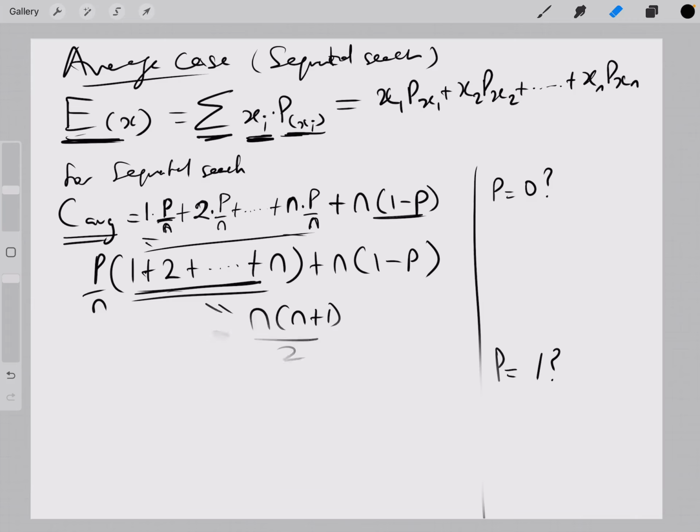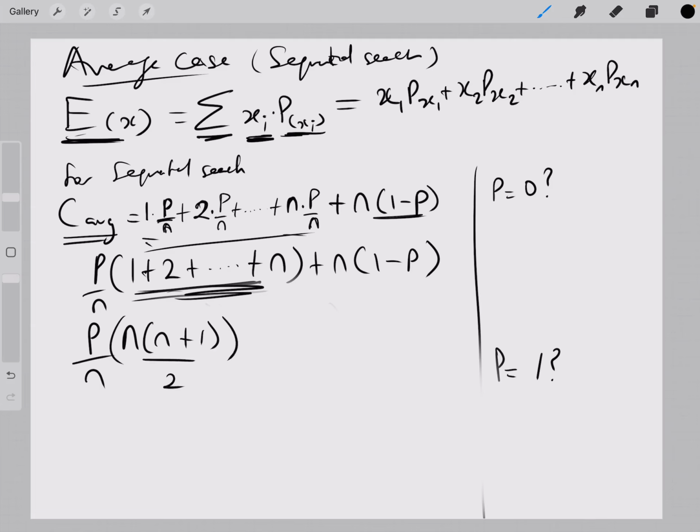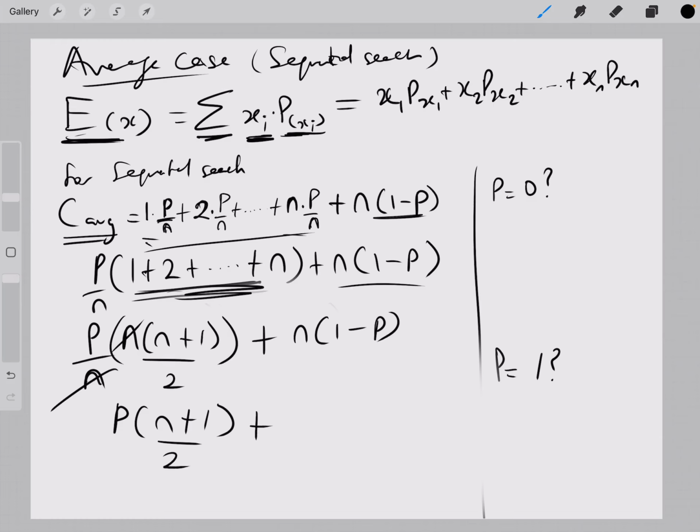Since we know now that this summation is equal to that value, you can simply substitute that and then have (n plus 1) divided by 2, plus this other term, n(1 minus p), right? Now this n is the same as this n anyway, since it's the total number we are talking about. So this crosses out and we'll be left with p times (n plus 1) divided by 2 plus n(1 minus p).